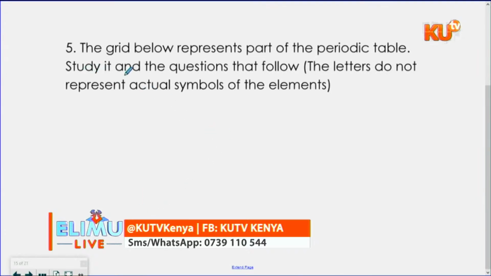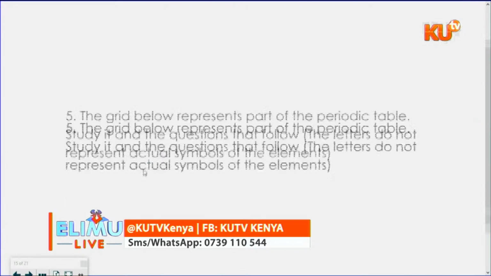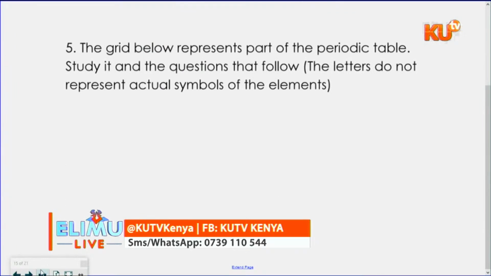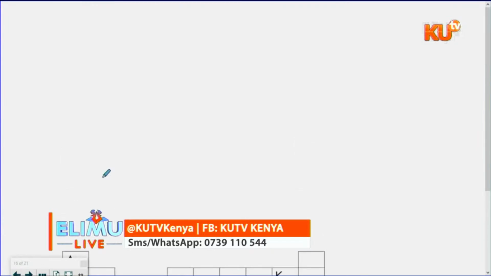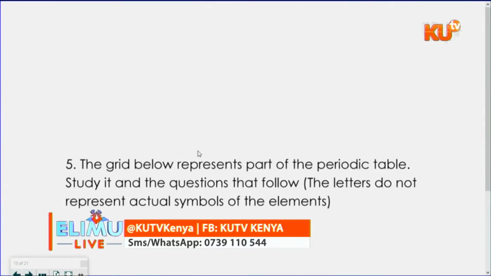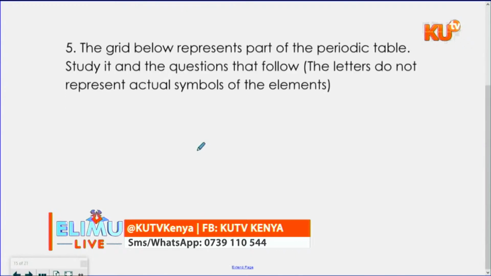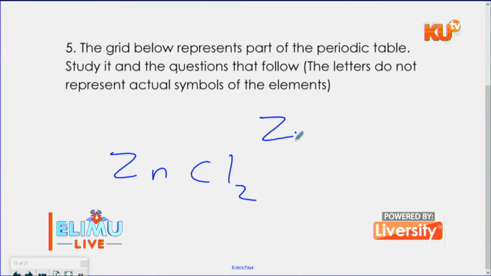There are also some questions which you have been receiving. A student is asking how many atoms of each element are present in the compound zinc chloride. To know this, you have to know the valency of zinc and the valency of chlorine. The formula is ZnCl2 because zinc's valency is 2 and chlorine's valency is 1. When you interchange the valencies, you get zinc chloride.